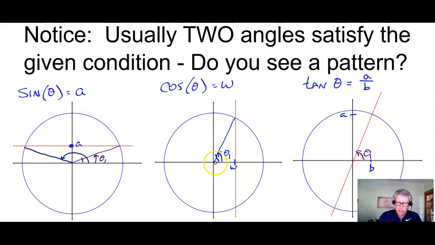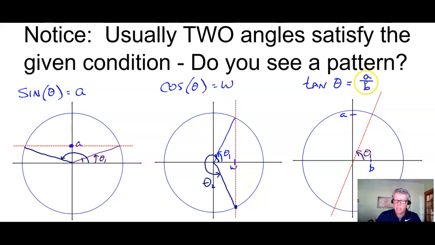Cosine. Here's the second angle that gives us the same x coordinate. I know one's above, one's below, but they both have the same x coordinate, and that is w. Okay, so there's that angle, and we have a second angle. And that one is reflexive about the x-axis.